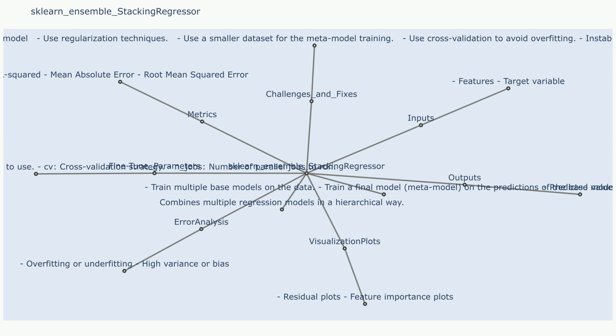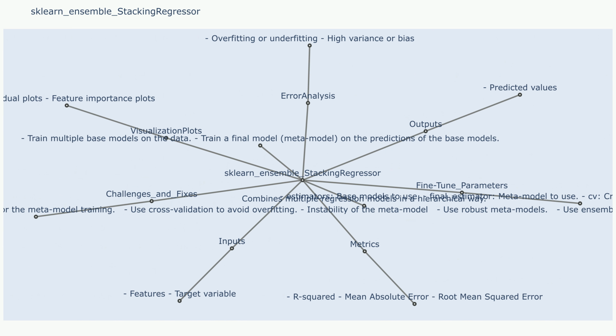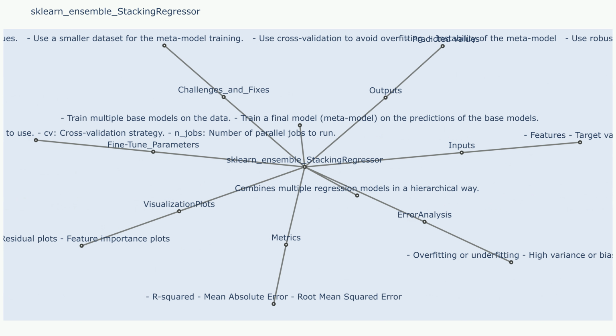Metrics: mean squared error, MSE, measures the average squared difference between the predicted and actual values. Root mean squared error, RMSE, the square root of the MSE, providing a measure of the prediction error in the same units as the target variable. R squared, a measure of the model's goodness of fit, indicating the proportion of variance in the target variable that is explained by the model. Mean absolute error, MAE, measures the average absolute difference between the predicted and actual values.